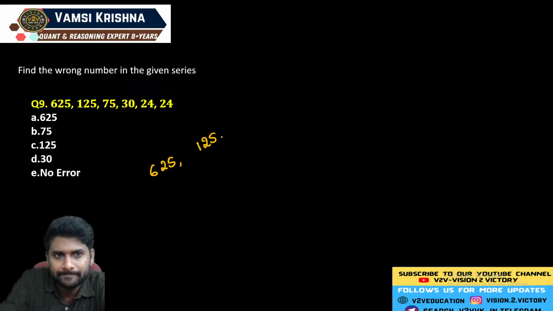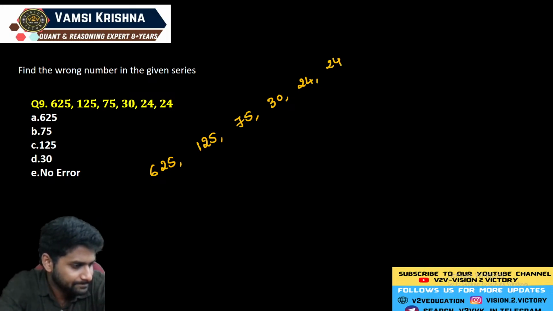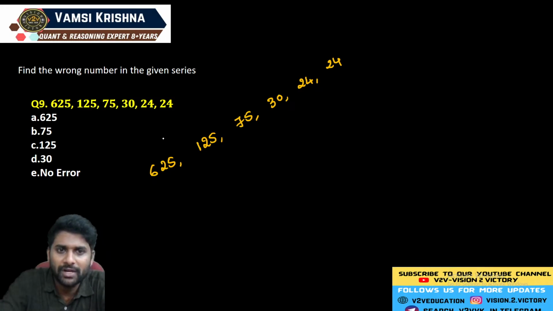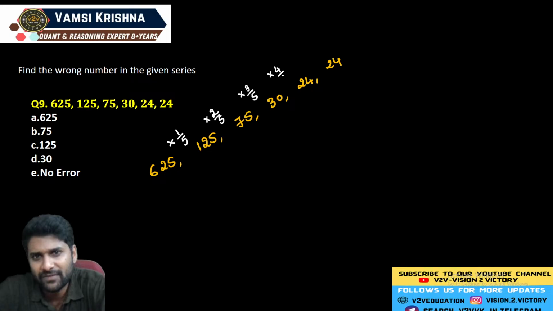What is the wrong number? As you already know that if 625 is divided by 5, definitely it is 125. But 125 becomes 75. It's a difficult one. Now what I understand that, see, we need which is divided by 1 by 5, right? So it's a 1 by 5. Let me make it in this way. So the next number can be a 2 by 5. Let us assume in this way. 3 by 5, whether it is right or wrong, just verify in the final.